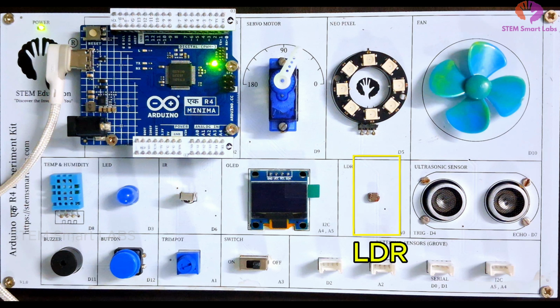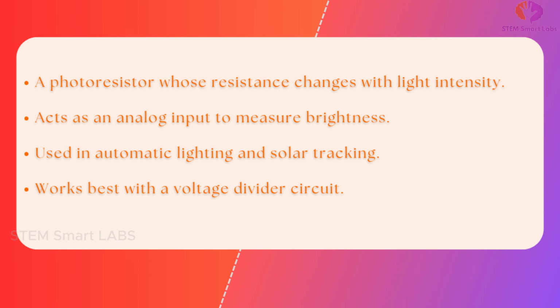A light-dependent resistor, or LDR, is a photoresistor whose resistance changes with light intensity. It acts as an analog input to measure brightness, used in automatic lighting and solar tracking, and it works best with a voltage divider circuit.